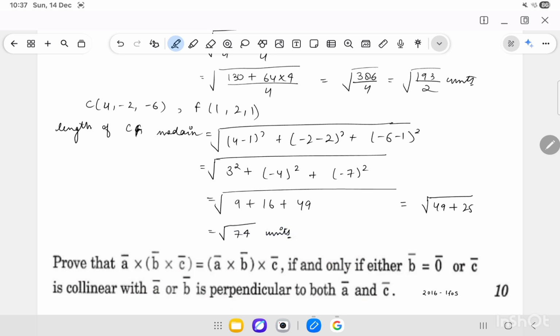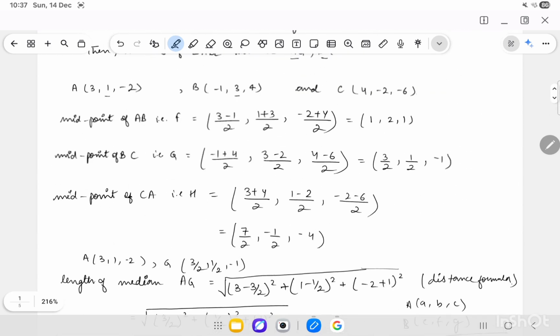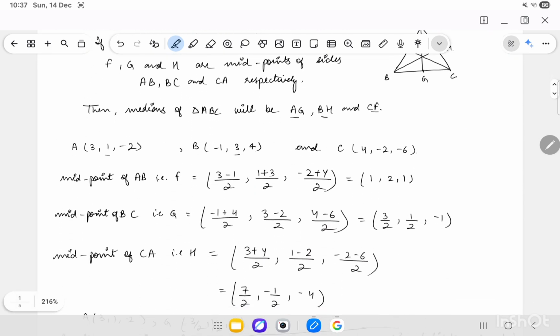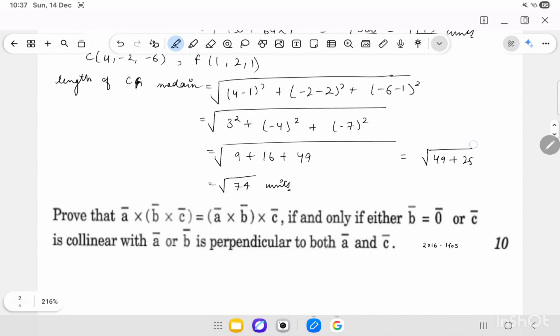Now that is the length of all the medians, and that's all we were supposed to calculate for this question. So this completes our question number 1. Now let's move on to see question second.